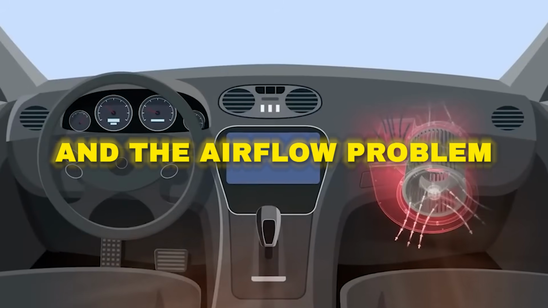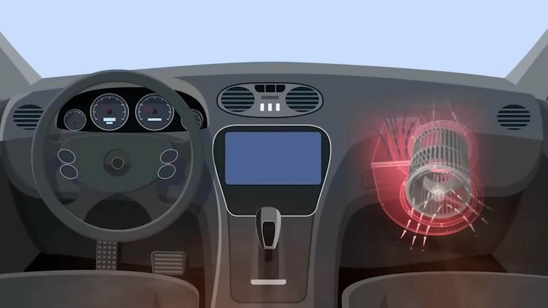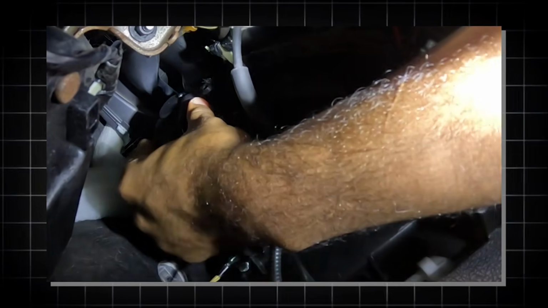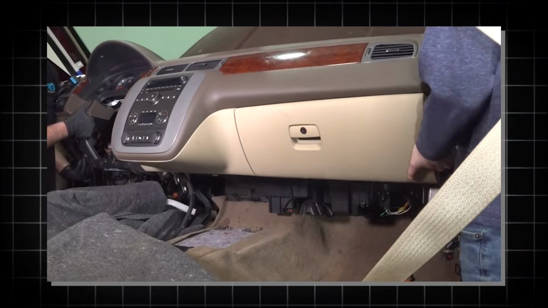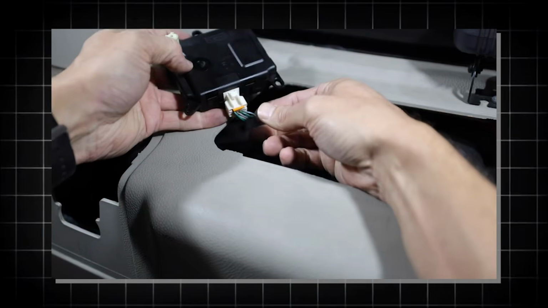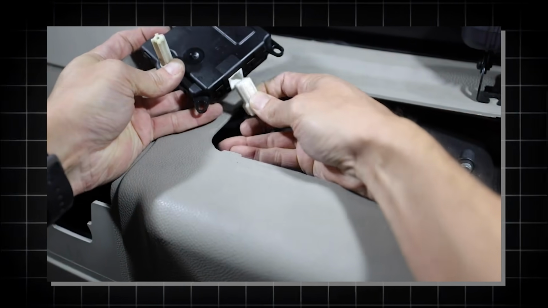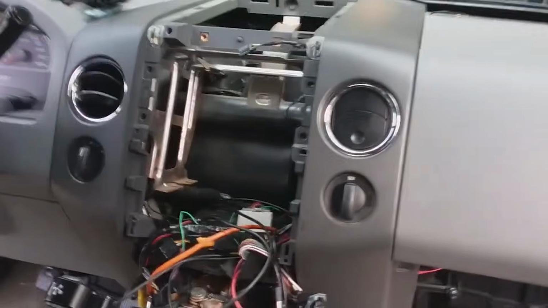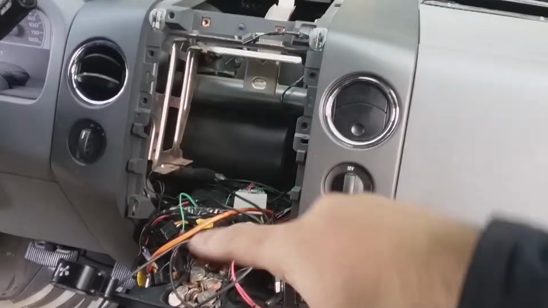You'll often notice the clicking becomes constant rather than occurring in bursts, and the airflow problem tends to get progressively worse rather than staying constant. Replacement actuators for most Ford models are a reasonably affordable part, and on many vehicles they're accessible without pulling the entire dashboard. Though on some models, particularly ones where the actuator sits deep behind the center stack, the labor involved in reaching it can be more significant than the part itself.